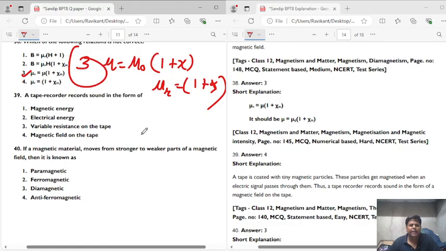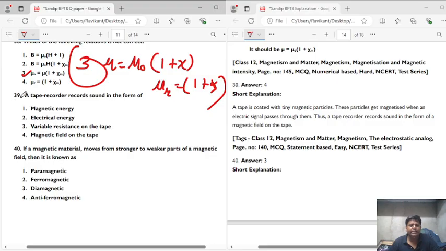Now question number 39. Question number 39 says that the tape recorder records the sound in the form of, so the tape recorder has a magnetic strip, right? And the electrical signals were sent into it, because of which the particles on the magnetic strip got magnetized, and the data was being stored in the form of magnetic field on the tape. So the correct answer for question number 39 is option 4, that the tape recorded the sound in the form of magnetic field on the tape.